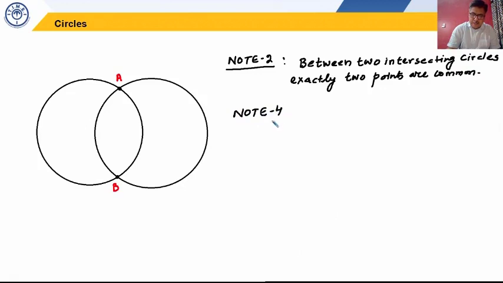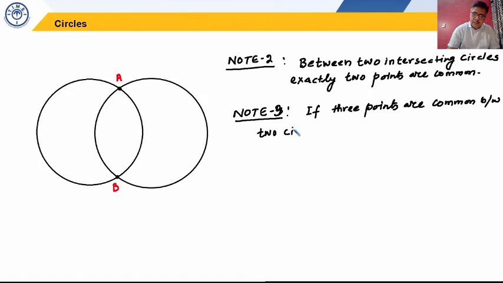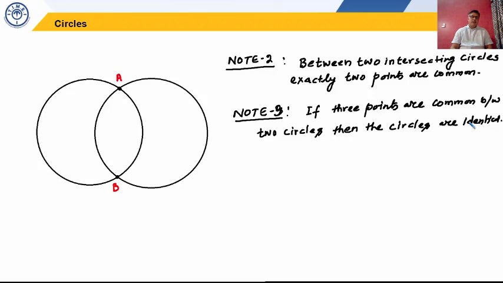And if I move one step further, if 3 points are common between two circles, then the circles are identical. Means if 3 points are common, then there is no point of being a different circle. Then the circles would be identical. Identical means they will coincide with each other. So the point is, if we have 3 non-collinear points, we can draw a unique circle.